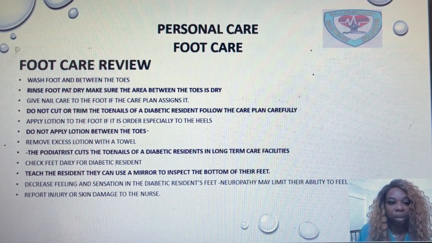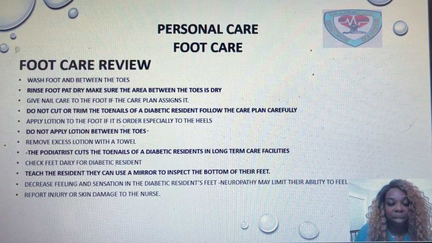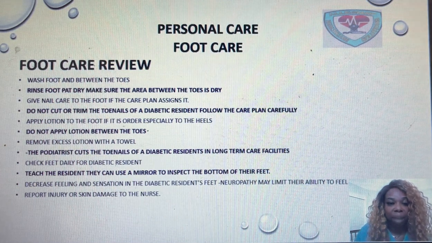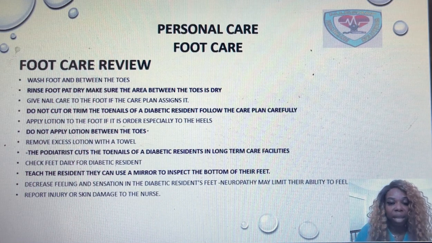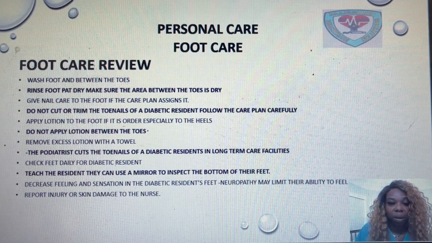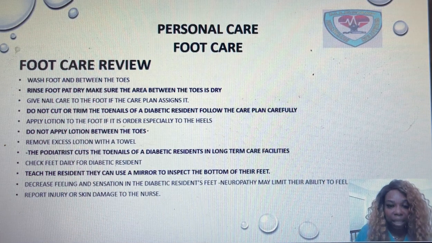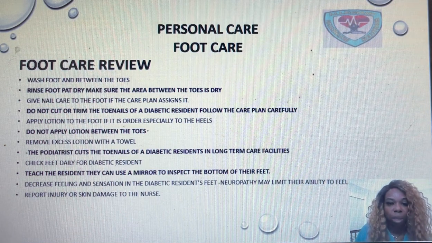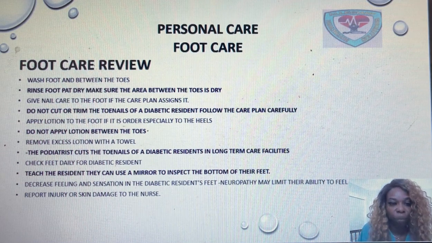You want to give nail care to the toes of the foot if the care plan assigns it. You do not want to cut or trim the toenails of a resident that is diabetic or that has a disease process that causes a compromise or a delay in their healing, or that may cause them to bleed easily. So you always want to follow the care plan carefully when you are providing foot care for a resident.